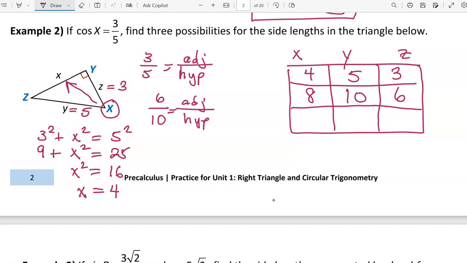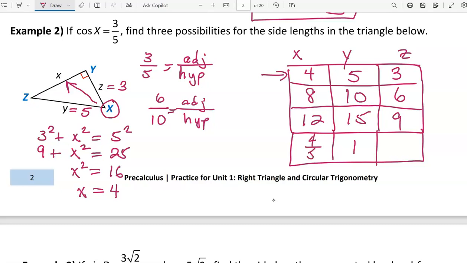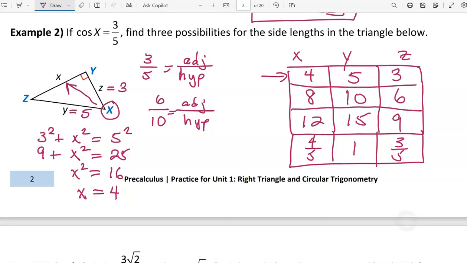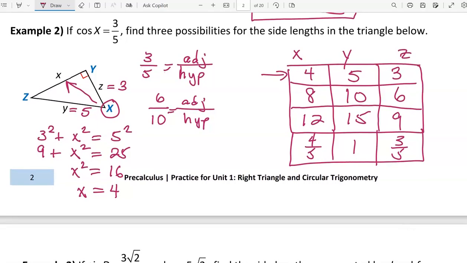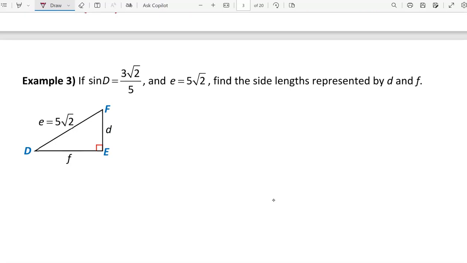If we want to multiply the sides by 3, we can do that. So 4 times 3 is 12, 5 times 3 is 15, and 3 times 3 is 9. We could also divide the sides. We're going beyond what the question asks here, but suppose we took the 4, 5, and 3 and we divided them all by 5. 4 fifths, 5 fifths is 1, and 3 fifths. So there's lots of different possibilities that you could have for those side lengths. Adjacent and hypotenuse don't have to be 3 and 5, but they can be.